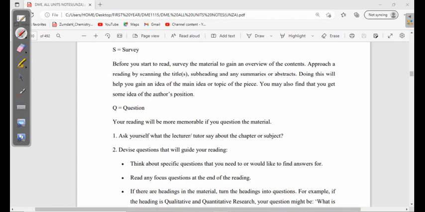So that is survey. You are just generally going through the whole subject to gain an overview, not really a deeper meaning, but a general meaning of the whole topic. So we are saying this is SQ and then three R's. So now let's look at the Q. So S is survey. What of the Q?